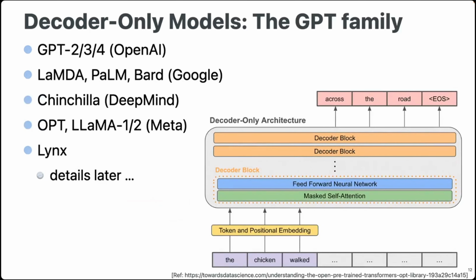Then this really sparks a whole GPT family of models, right? We have GPT-2, 3, 4 from OpenAI, and we also have LaMDA, PaLM, Bard we talked about previously, and Chinchilla from DeepMind, OPT, LLaMA from Meta, and also Lynx, which is a decoder model we'll talk about later.